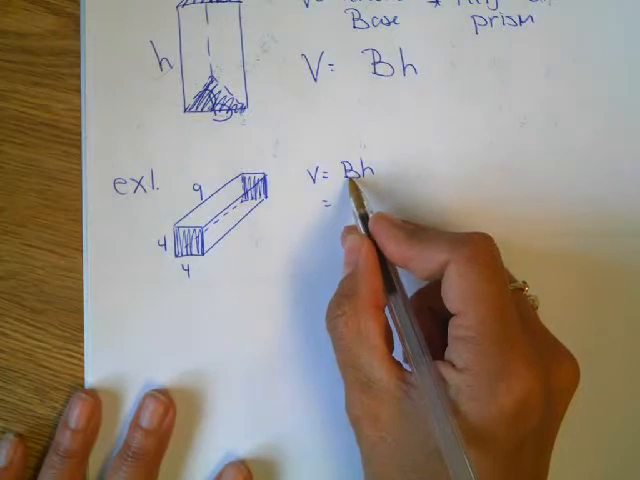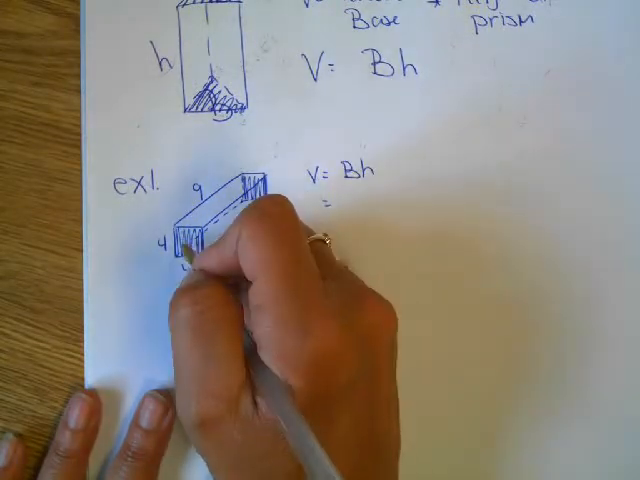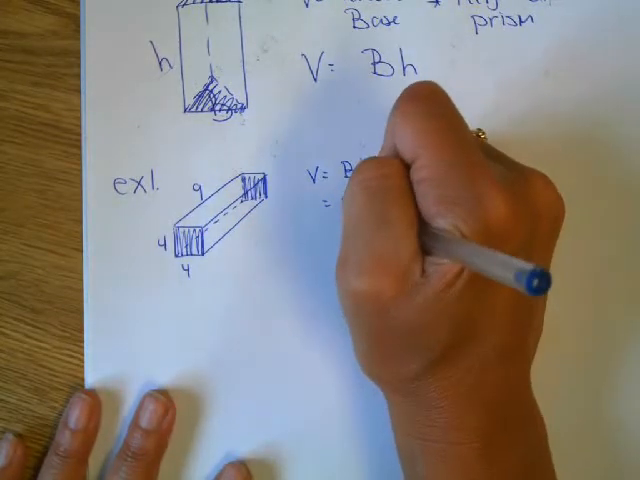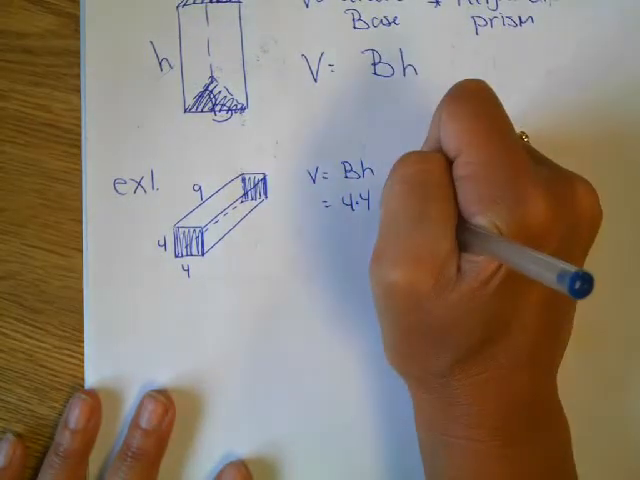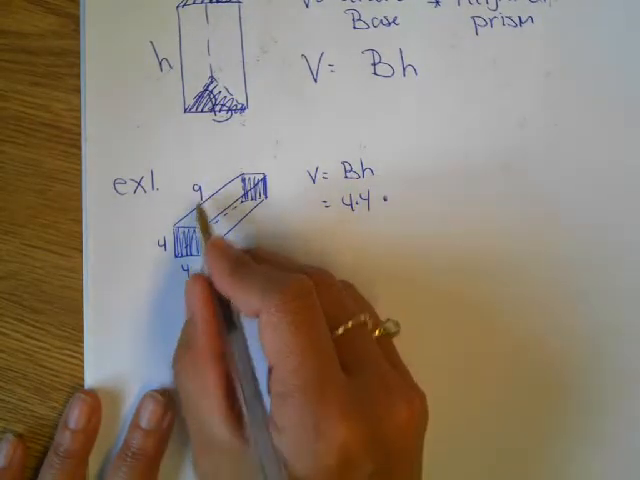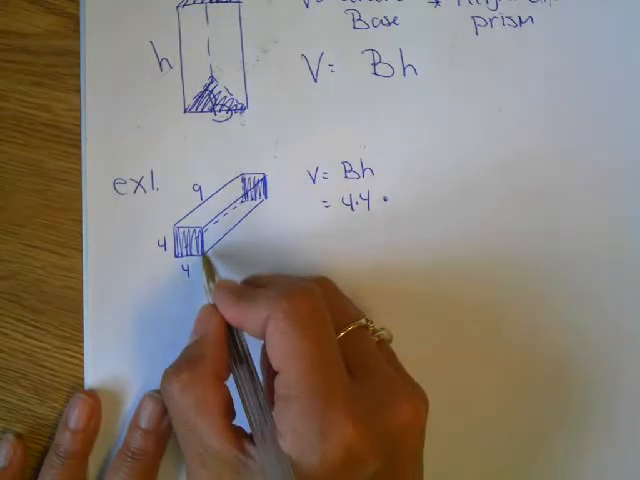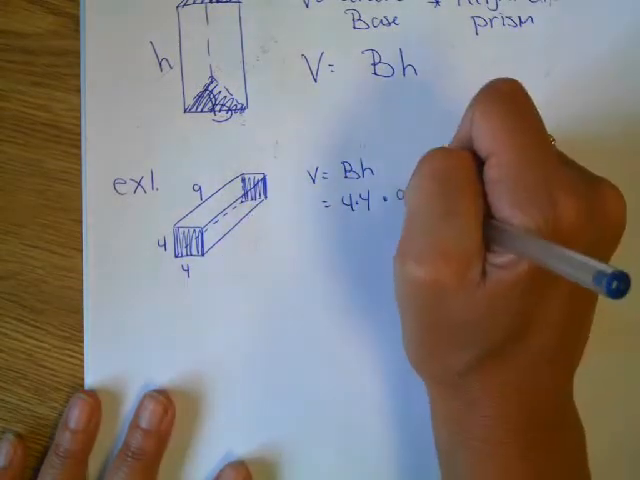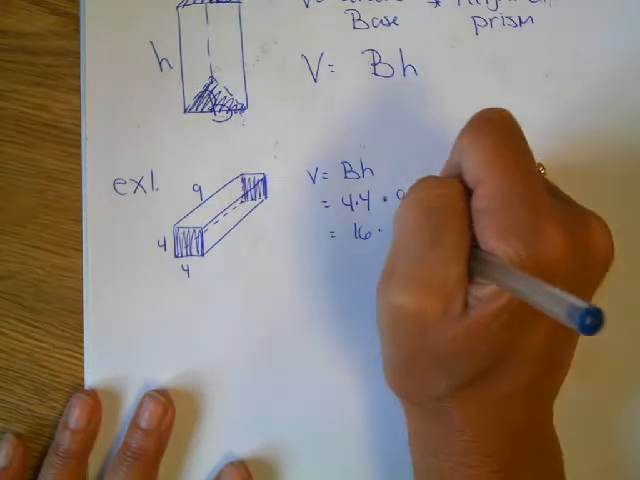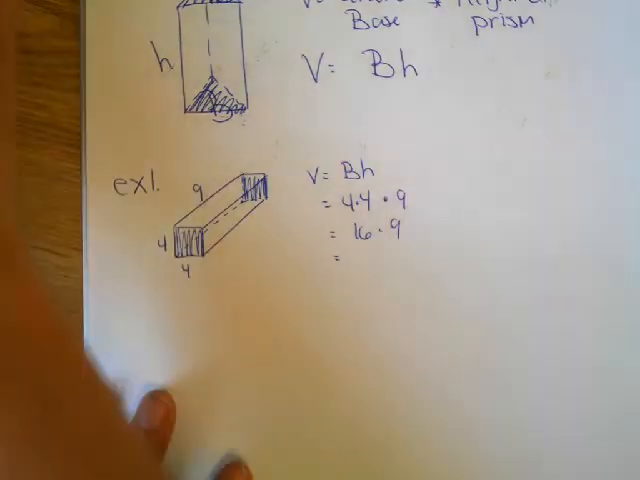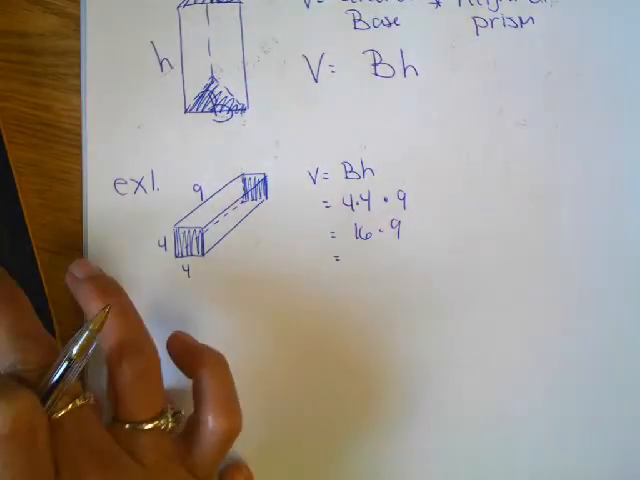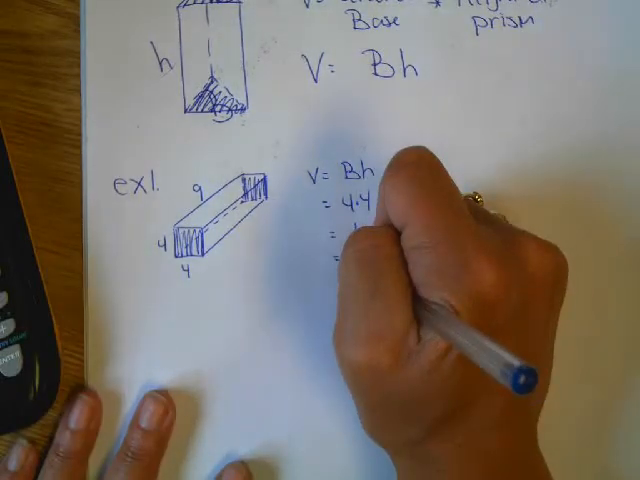The base, remember, is this square. To get the area of a square, it's 4 times 4. And then the height of the prism is the 9. It's how far apart those are. It's not this 4 up, it's how far apart those are. So we're going to get 16 times 9, which I can't do in my head. 144.